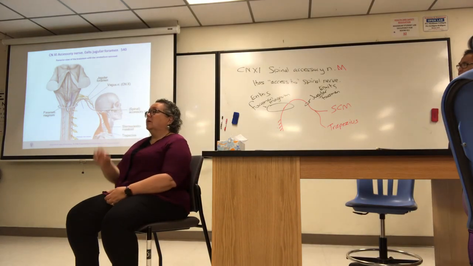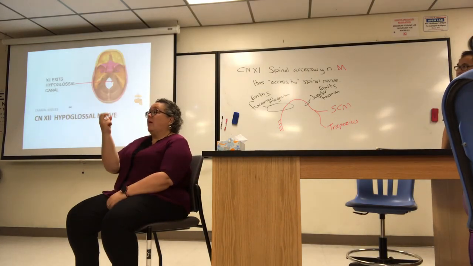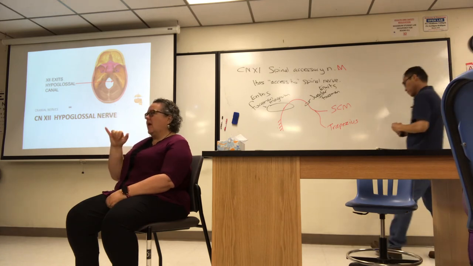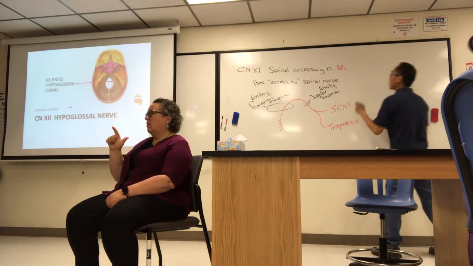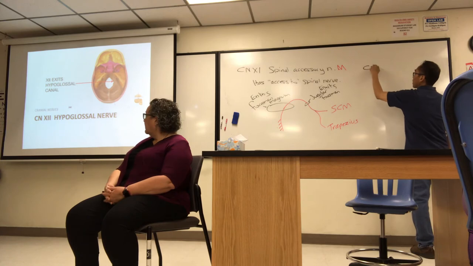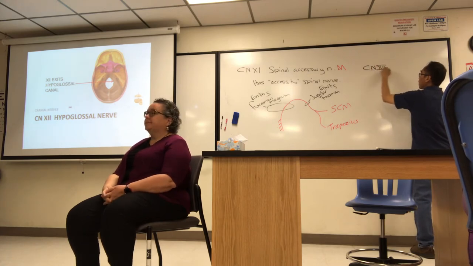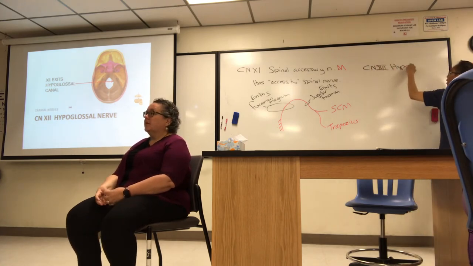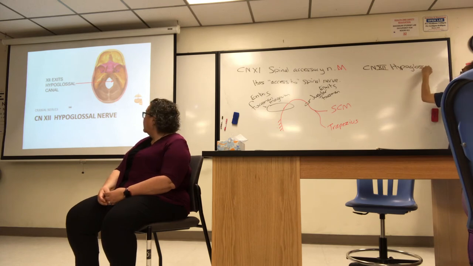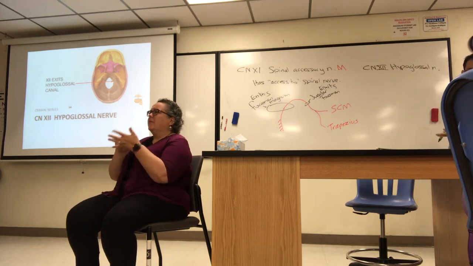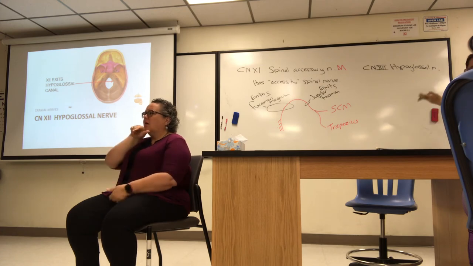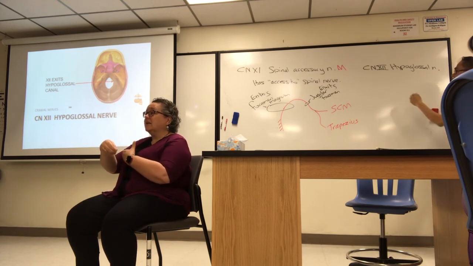Cranial nerve 12, hypoglossal nerve, the word means below the tongue. It exits the hypoglossal canal on the occipital bone.